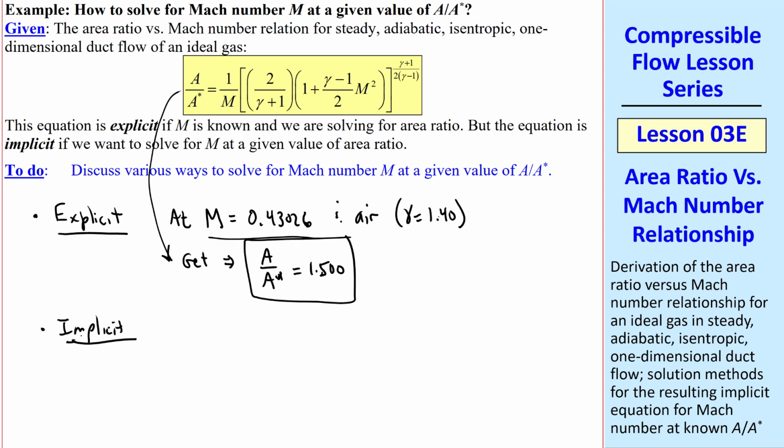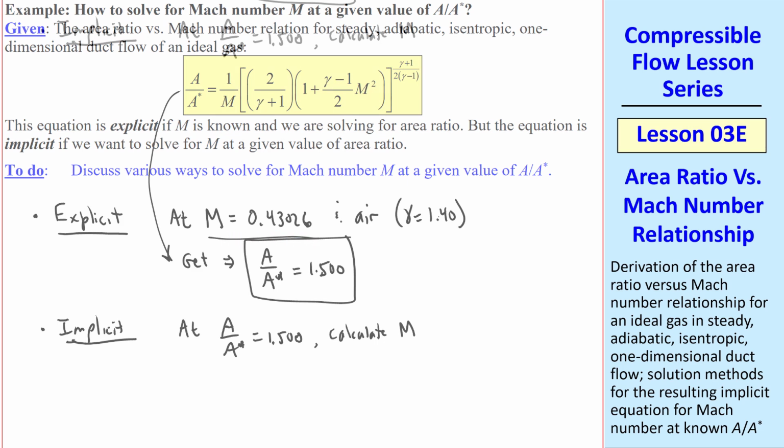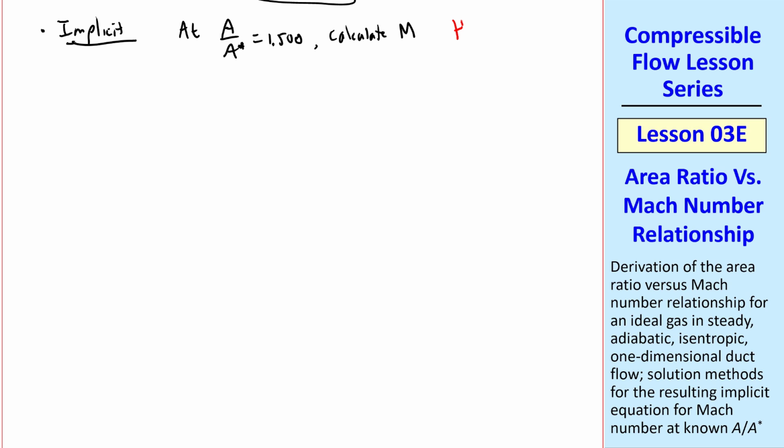Now let's try this implicitly. In other words, let's do this backwards. If we know A over A star is 1.500, we want to calculate the M, the Mach number, that gives us this value. Well, I know my answer is going to be 0.43026, but suppose I didn't know that. How would I get this? Also, because of the squared term that's here and the nature of this equation, there are two roots for a given A over A star. It turns out that there's a subsonic root and a supersonic root, and here we're interested only in the subsonic one. Well, let me ask the students, how would you solve this equation implicitly?